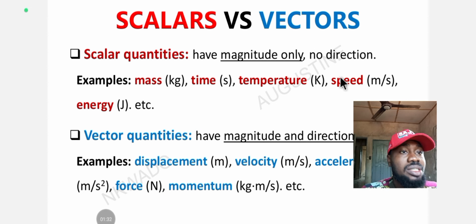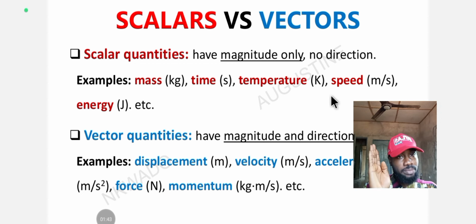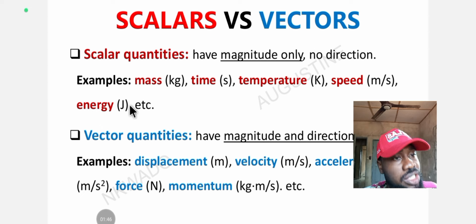Then speed. There is a magnitude, there is movement, there is motion, but no direction. The movement is non-directional. Energy. There is magnitude, there is force, but there is no direction. It's non-directional.